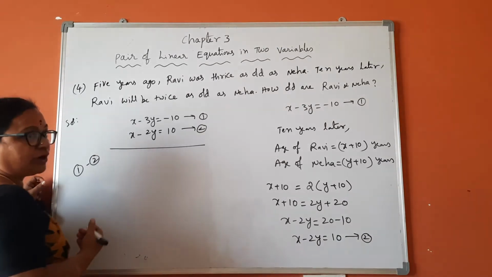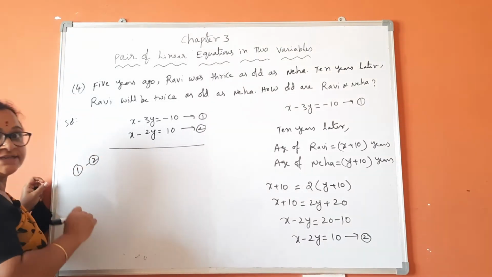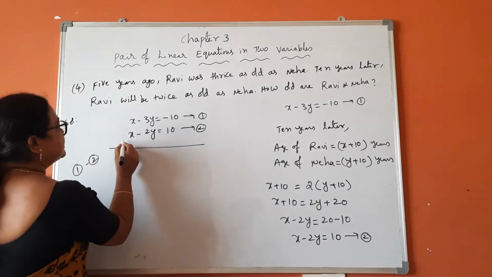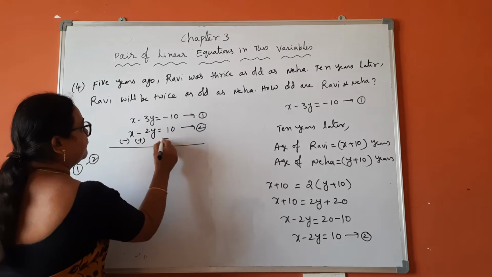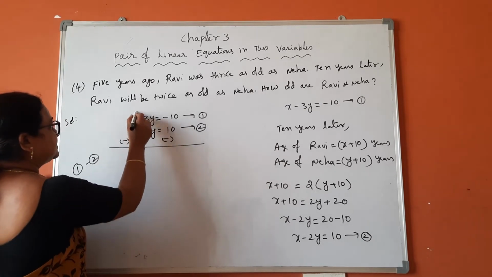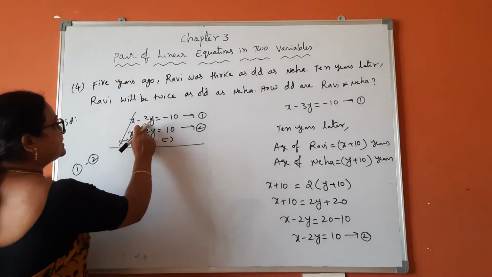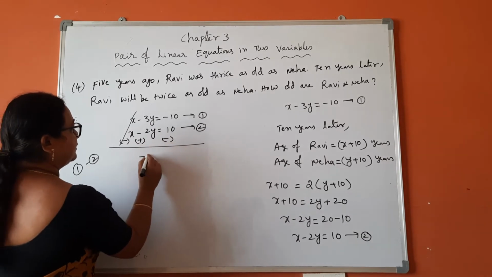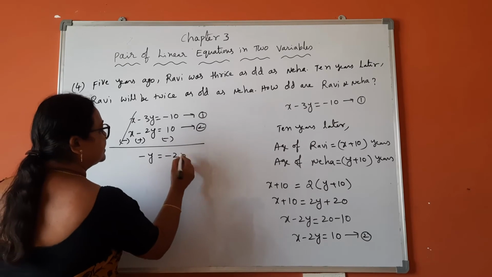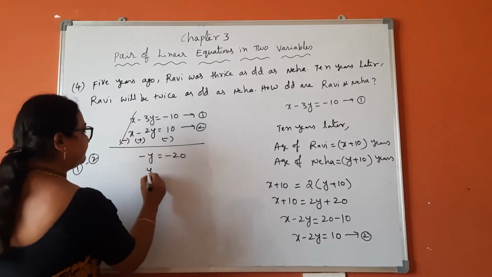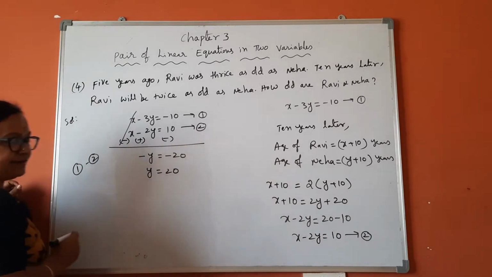In subtraction, what do we do? We change the sign of each term of the subtrahend. X minus X gets cancelled. Minus 3Y plus 2Y gives minus Y, which is equal to minus 10 minus 10, that is minus 20. So Y is equal to 20.